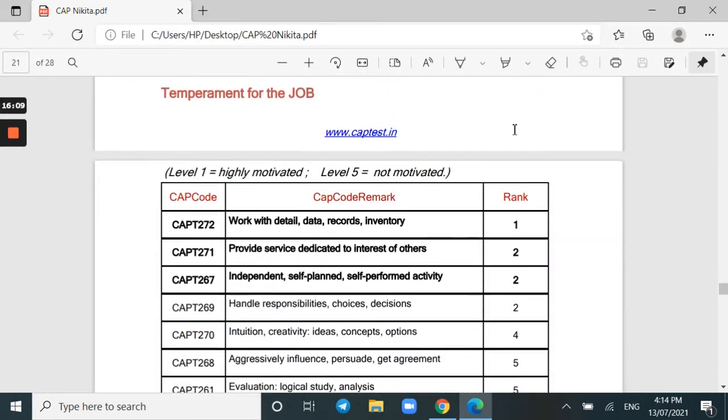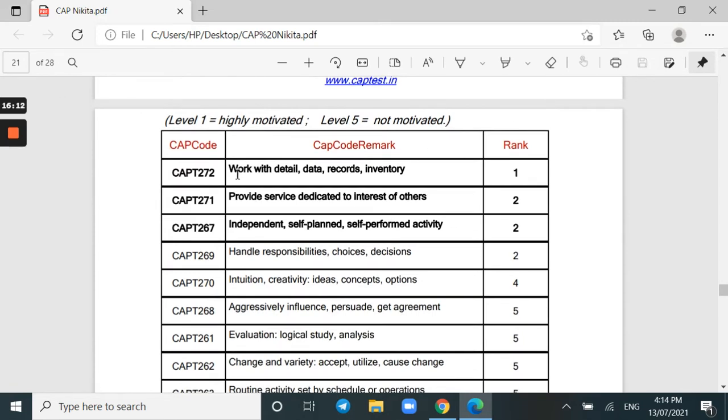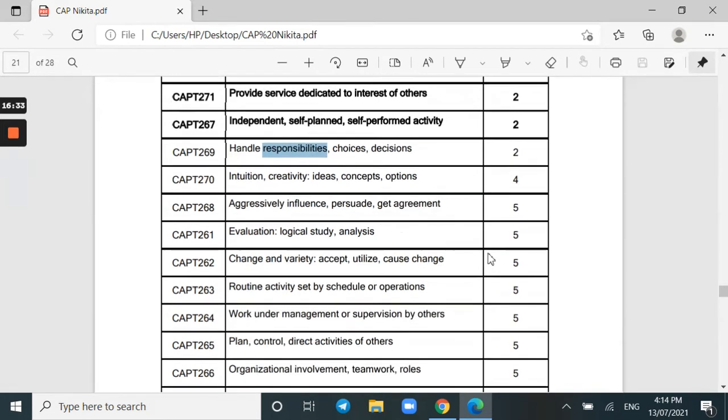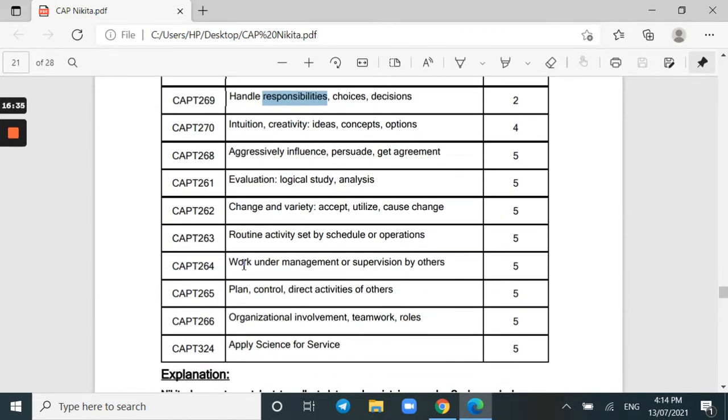And finally, the temperament area. So here in this case, it seems the person is good to work with detailed data record, which is showing a high ranking. At the same time, they want to provide service. So we have seen a social service inclination, and providing service to others is something that they will enjoy. At the same time, they are independent and self-planned, so they would rather work independently on their own and handle choice, responsibilities and decisions rather than working with people. So here it says work under management is low.